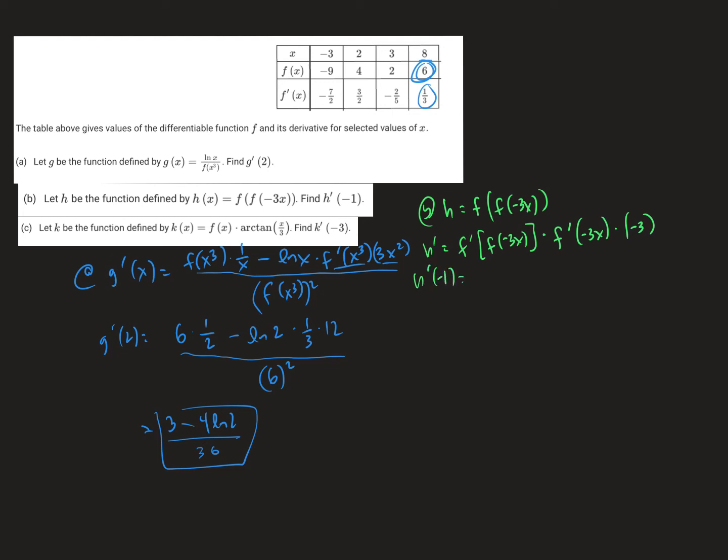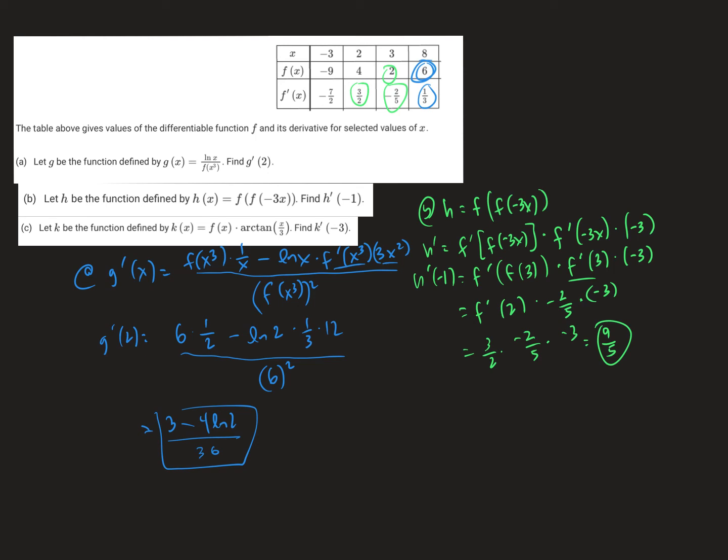Plug in -1, get f prime of f of 3 times f prime of 3 times -3. F of 3 is 2, so this is f prime of 2. F prime of 3 is -2/5. And then f prime of 2 is 3/2. So I think that gives you 18 over 10, which is 9 over 5.